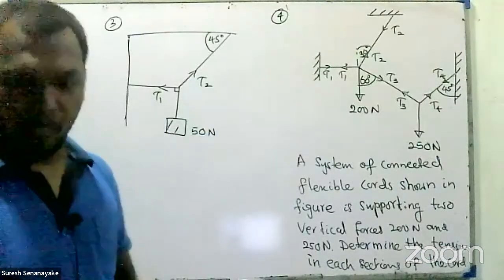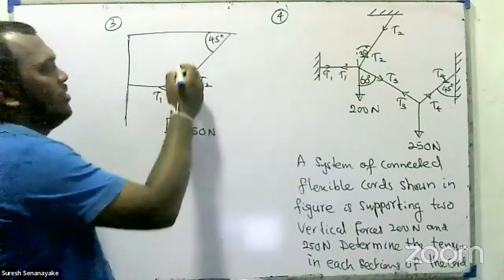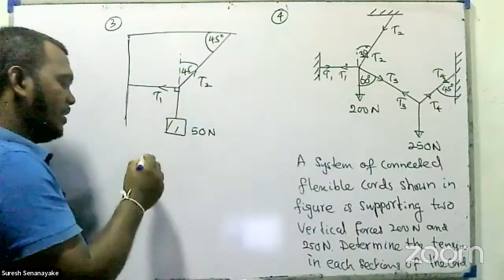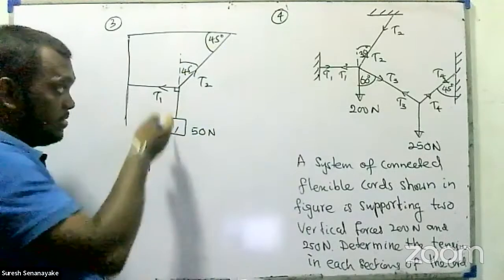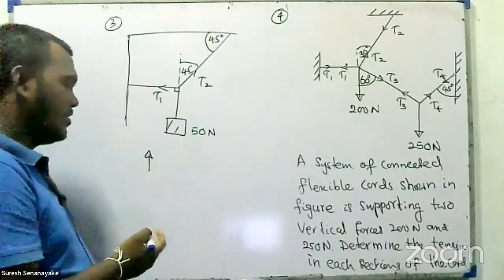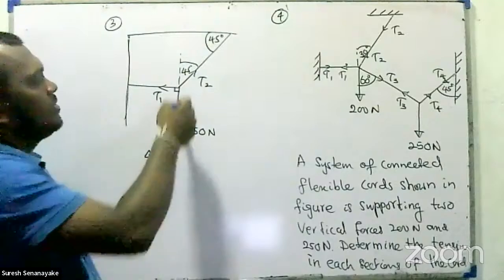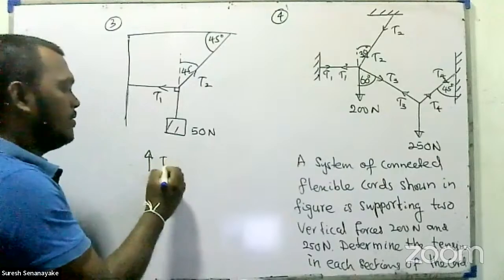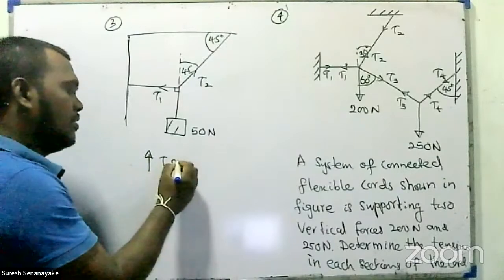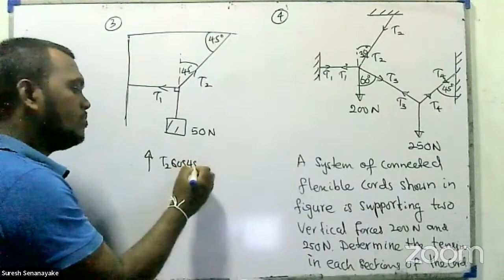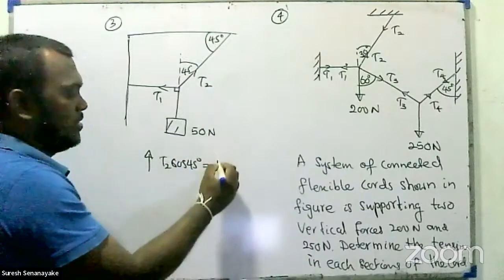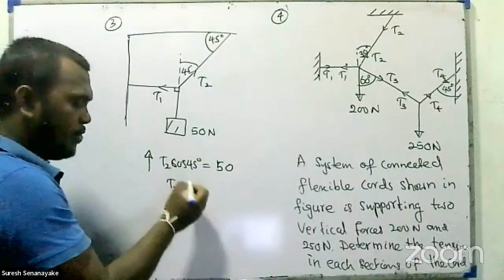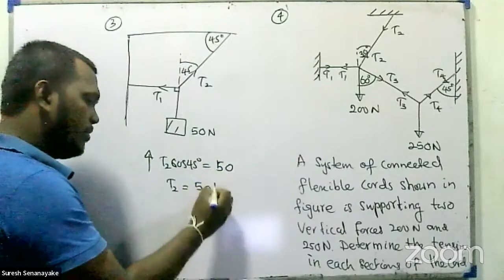Well, it is 45, you can say. Then taking the vertical direction, which is T2 sin 45. T2 sin 45 is equal to the weight, 50. You know that sin 45 is 1 over root 2. So T2 is 50 root 2.